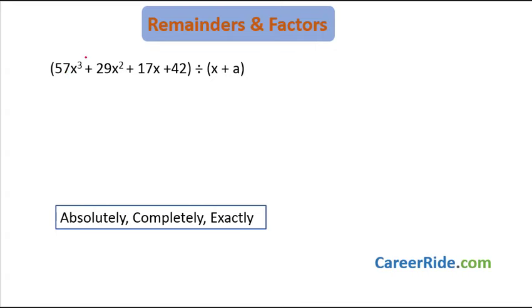To begin with, let us talk about a polynomial that is given to you in the paper. For example, let's say our polynomial is 57x cube plus 29x square plus 17x plus 42 and you are asked to divide it by x plus a. I'm denoting my polynomial by f(x).